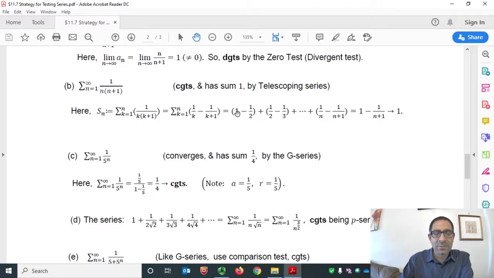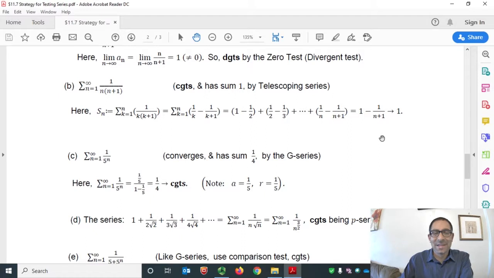The first term is 1 over 1 minus 1 over 2. The second term, put k equals 2, is plus 1 over 2 minus 1 over 3, and so on. The nth term, put k equals n, is 1 over n minus 1 over (n plus 1). Then the terms cancel here: negative 1/2 and positive 1/2 cancel, negative 1/3 and positive 1/3 cancel, and so on. Similarly, positive 1 over n cancels with the preceding term, negative 1 over n. Then what is left? The first term and the last term, which is 1 minus 1 over (n plus 1).